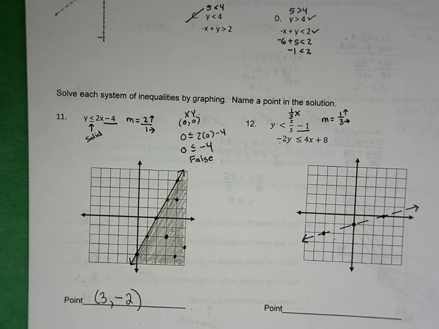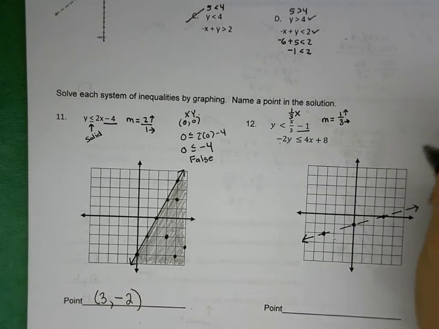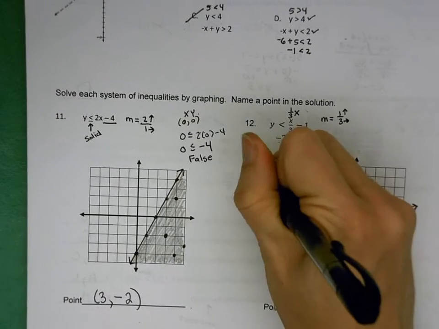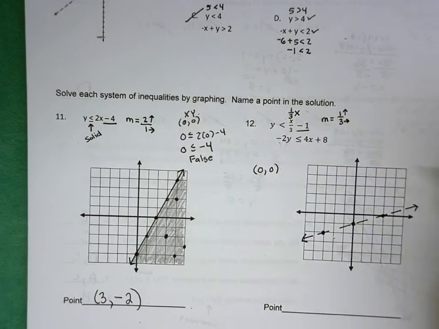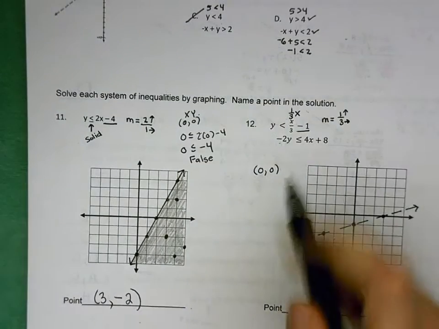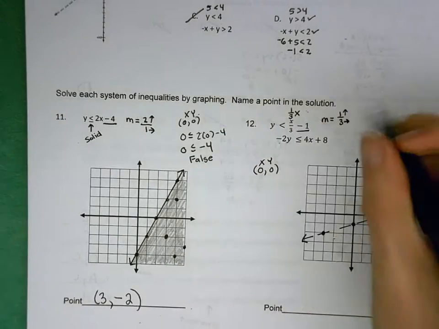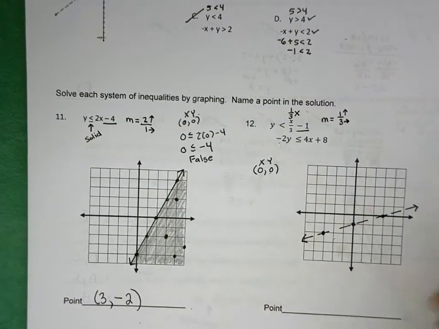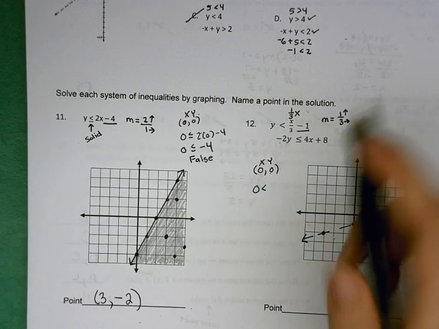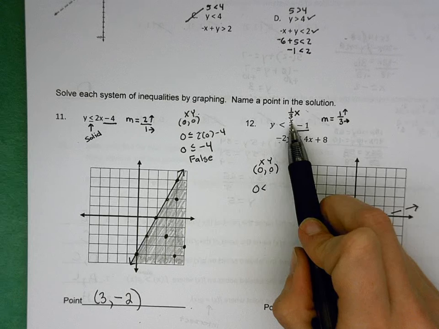Okay, so here we go again. We need to figure out which side of that line to test. I notice 0, 0 is not on my line, so I'm going to go ahead and plug in 0, 0 into my inequality. I'm going to do that over here. Here's my x, here's my y. Plug in 0 into my y, and then plug in 0 into my x, and you can plug into either one.